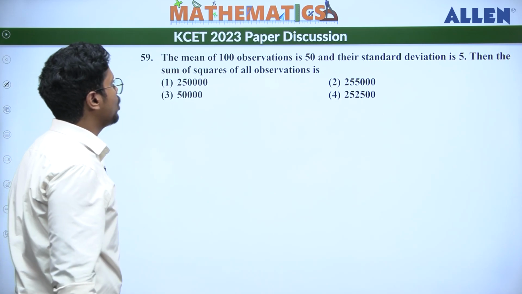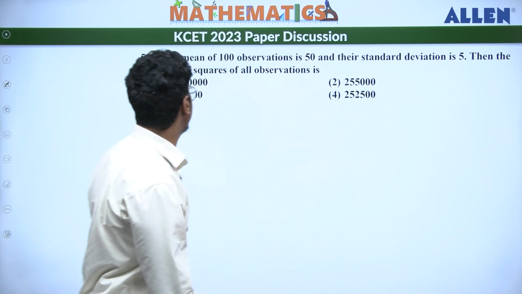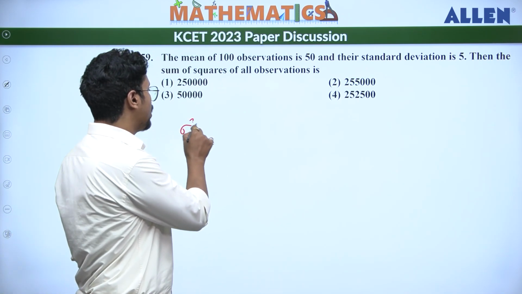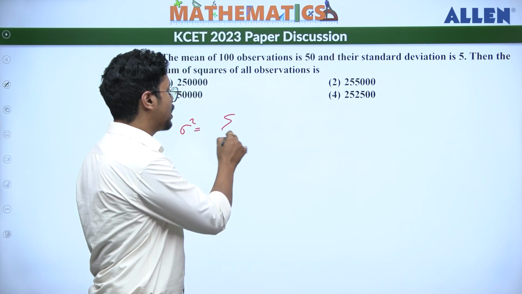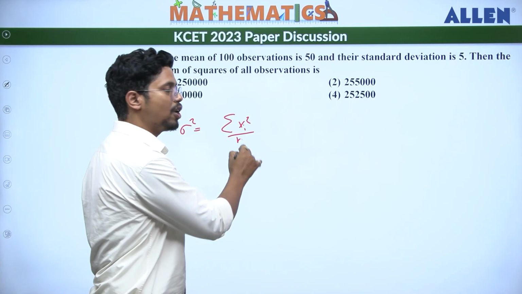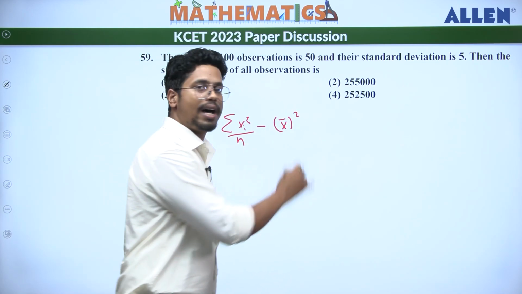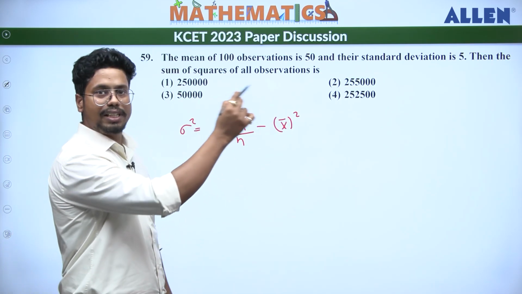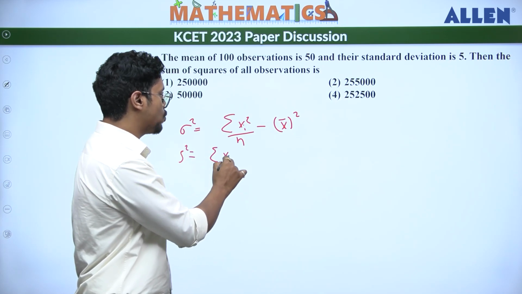Next is, the mean of 100 observations is 50 and their standard deviation is 5. Then the sum of the squares of all the observations is. So we know the variance formula. Variance is the square of the standard deviation. What is the formula? Sum of the squares of the data divided by the number of data, minus the mean of the data whole square. When standard deviation is 5, variance will be 5 square. What is the sum of the squares? That is what we have to find.